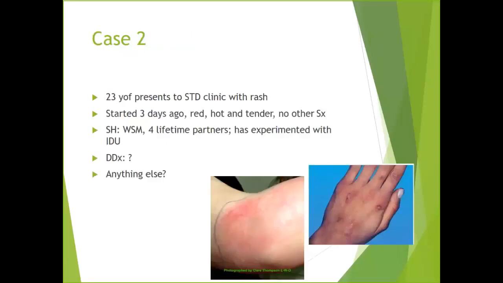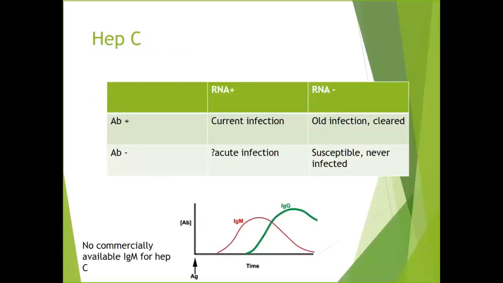Okay, we're going to talk about case 2 again a little bit. So yes, we talked about hepatitis B. You got her serologies back. She was vaccinated as a kid. Her surface antibody is positive, surface antigen is negative. She is not acutely infected. Okay, what about hepatitis C? She is somebody who admits to using some injection drugs.